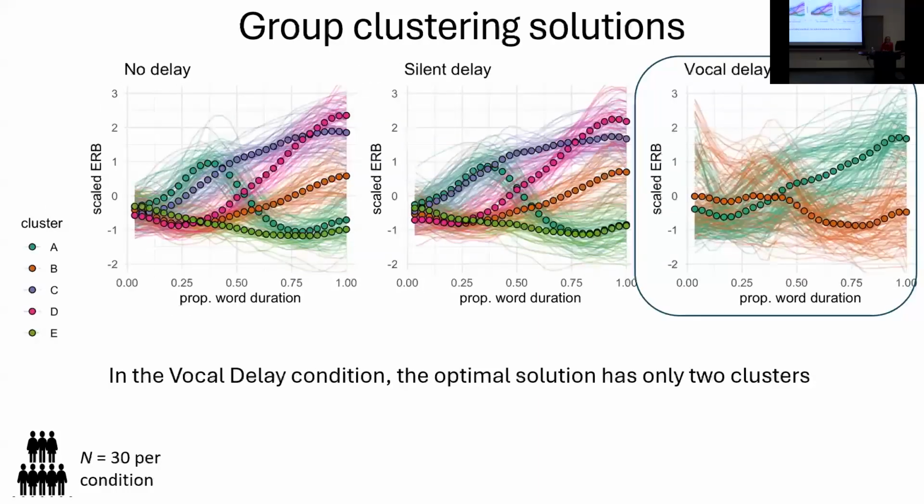But in the vocal delay condition, the imitated tunes are grouped into only 2 clusters. There's a lot more noise in these data. You can see that people were producing tunes with different shapes, but there was so much variation that only this 2-way distinction emerged as a stable point of distinction in the clustering analysis.